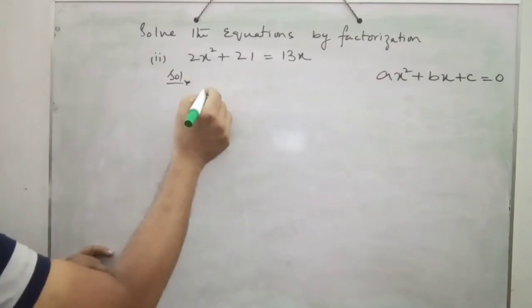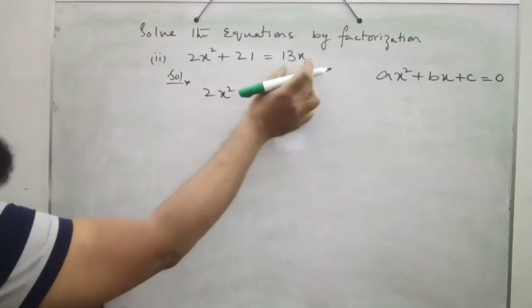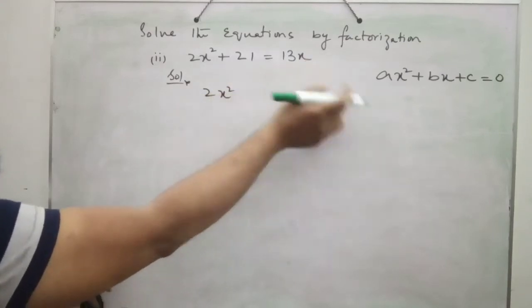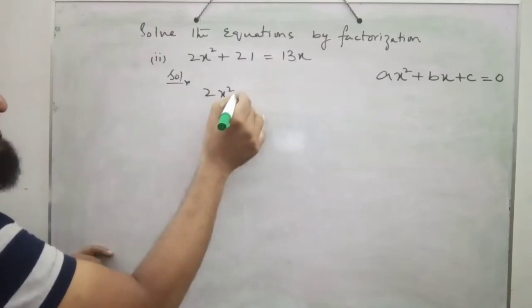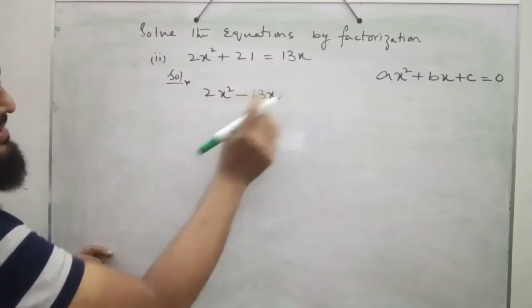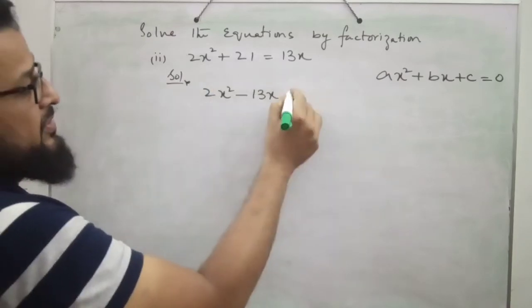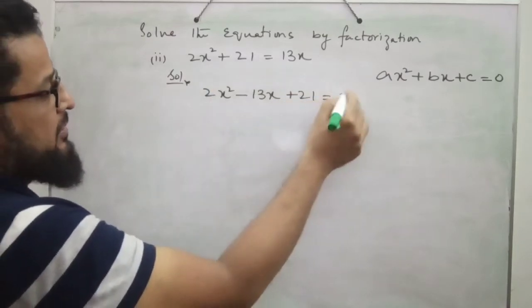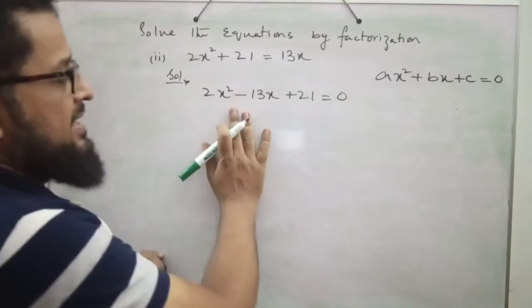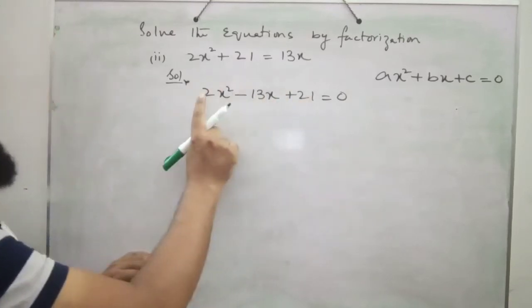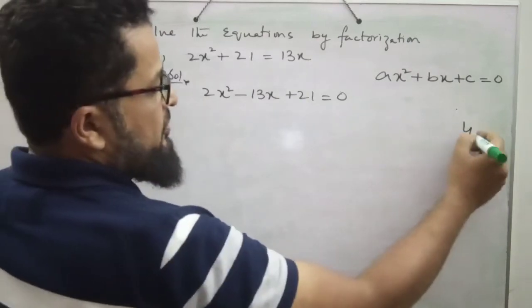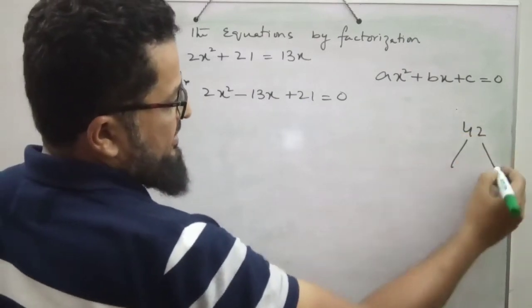So here you have a 2x square. You can take this 13x, the second value. So here there's a positive number that transposes on the left hand side. You have a 13x in the negative sign, and then you put the plus 21 equals to 0. So this is a standard form, and then you just multiply this 21 with the 2. So you have a 42. So then you find the factors of it.